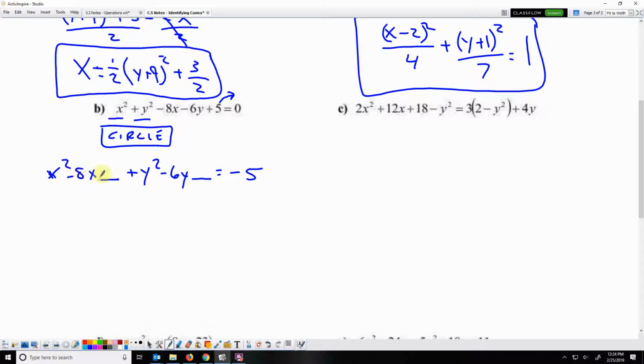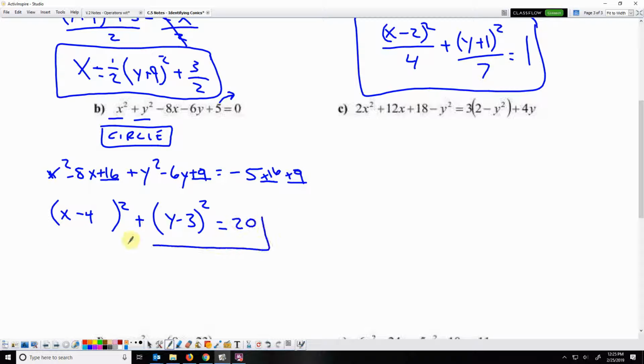Half of b is negative 4, squared is 16. So I need 2 blanks over here, and the first one is plus 16. Here, half of b is negative 3, squared is 9. So plus 9. Factored form. Half of b is negative 4, x minus 4 squared. Half of this b is negative 3, y minus 3 squared. Equals negative 5 plus 16 plus 9 is 20. And that is standard form for a circle.